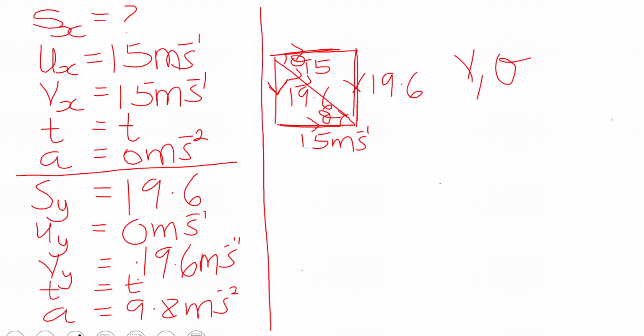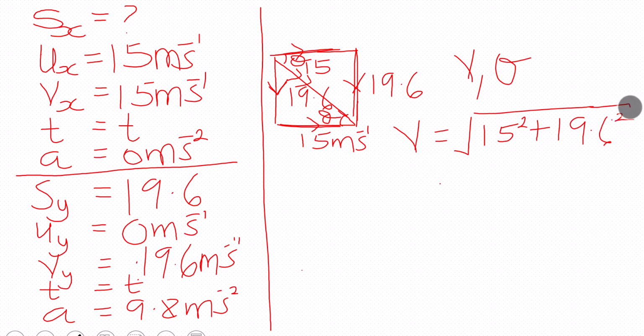So you can now calculate v from the Pythagoras theorem. So v will equal the root of 15 squared plus 19.6 squared. Or you can say v squared is equal to 15 squared plus 19.6 squared. And finally, you'll get your v as 24.7 meters per second.